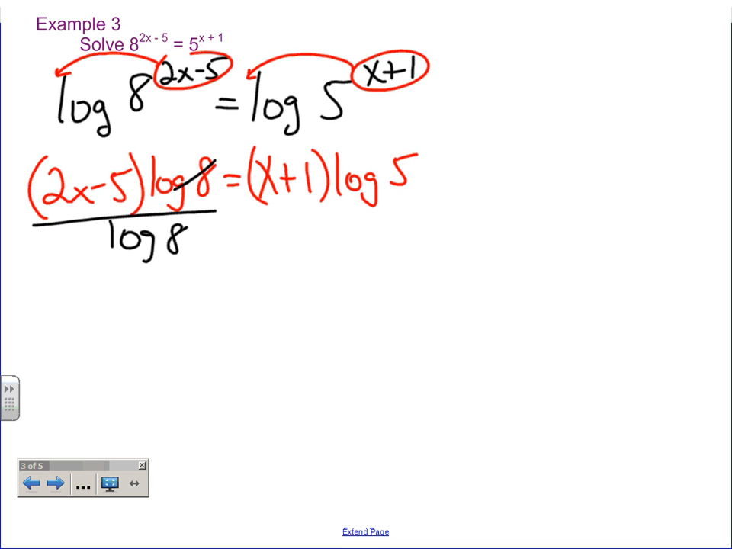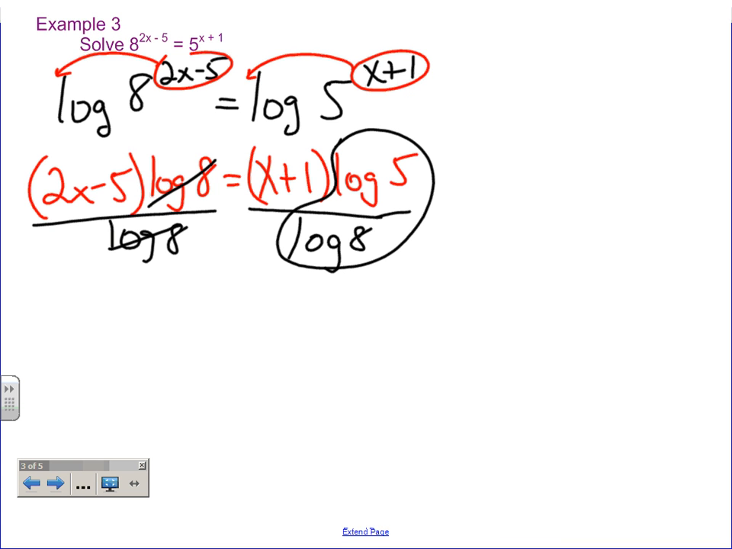They cancel. So do I have to distribute anything through 2x minus 5 then? Well, I could distribute a 1 if you want me to, but you know. And then you divide by log base 8 over here. Will I have to find out what that horrible decimal is? Yeah. But then I can distribute it through x plus 1. Well, that's much easier, I'd say.